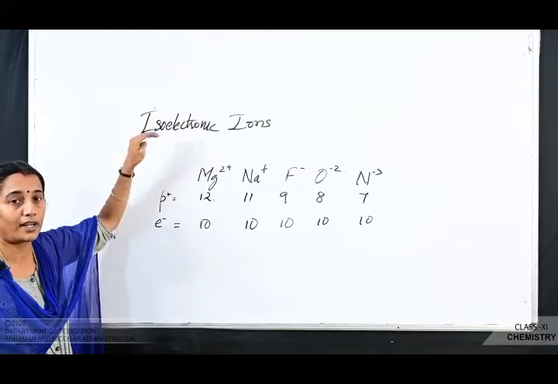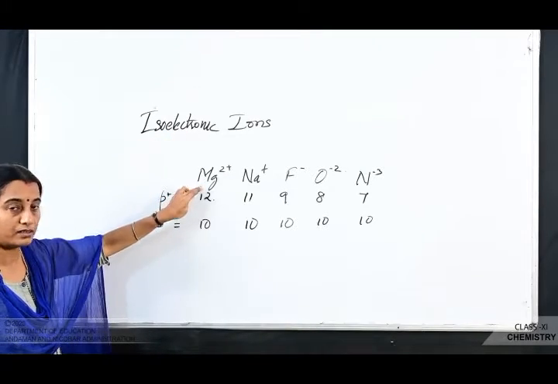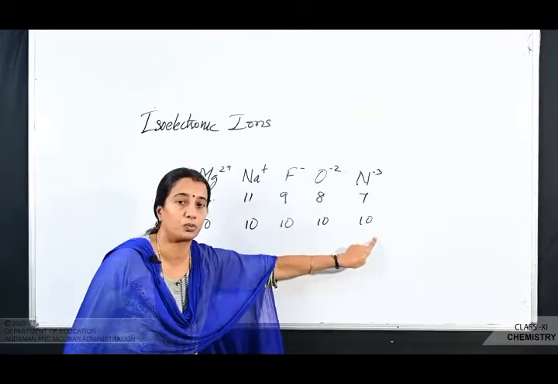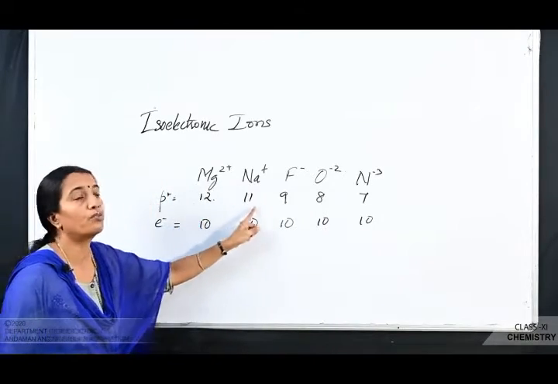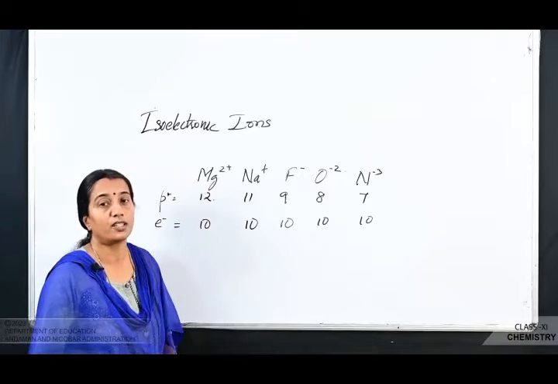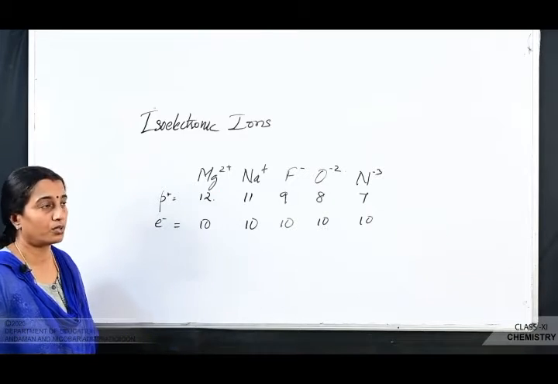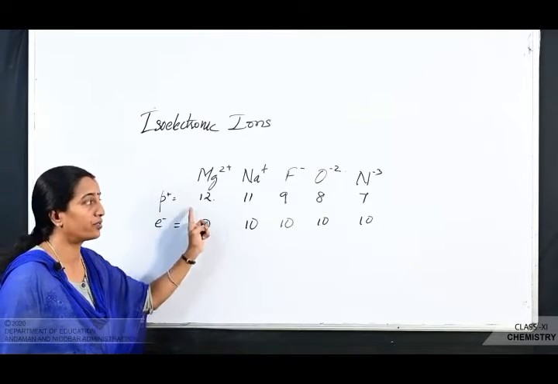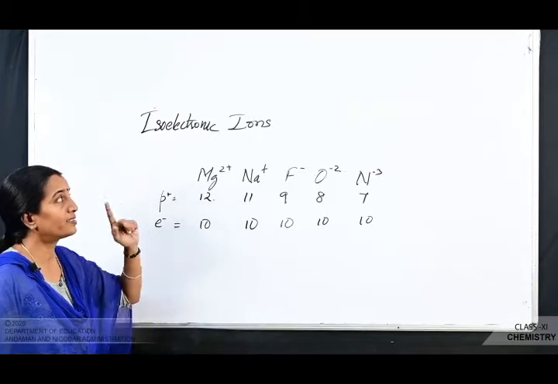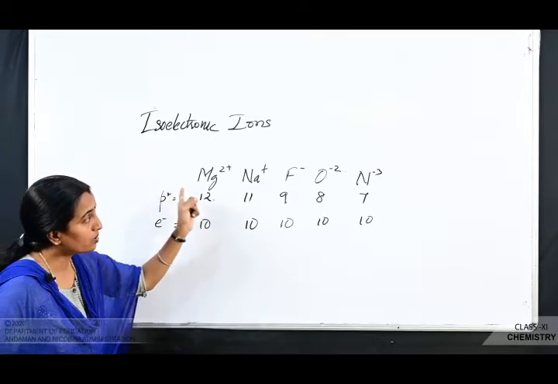Isoelectronic species or ions? That means those ions which have the same number of electrons but different magnitude of nuclear charge. That is called the isoelectronic ions. Okay, same electron number, different nuclear charge. Now we'll see the trend. What happens to the size?